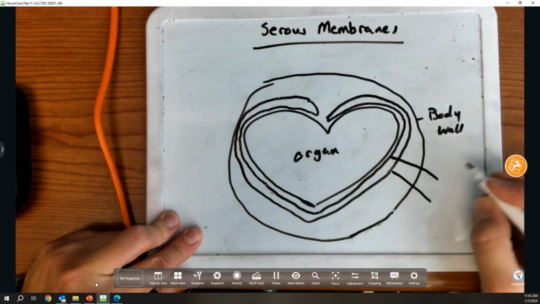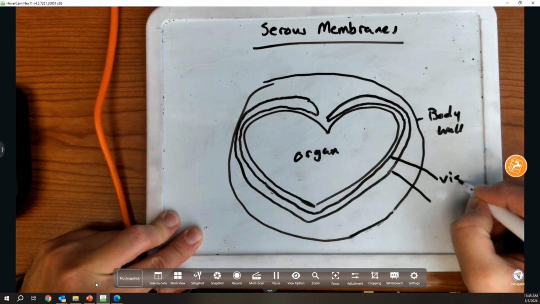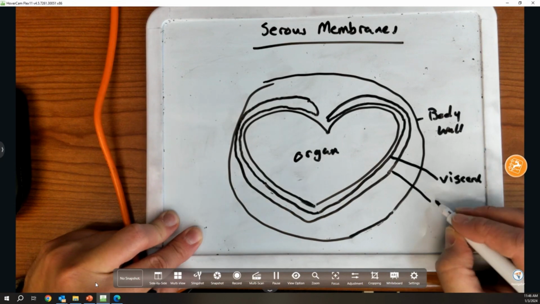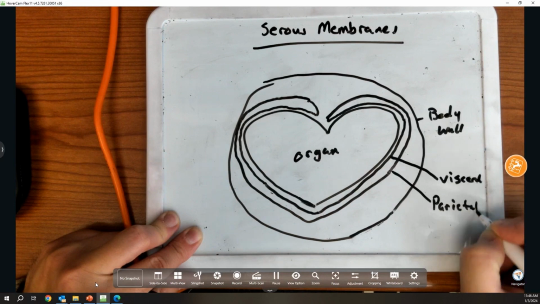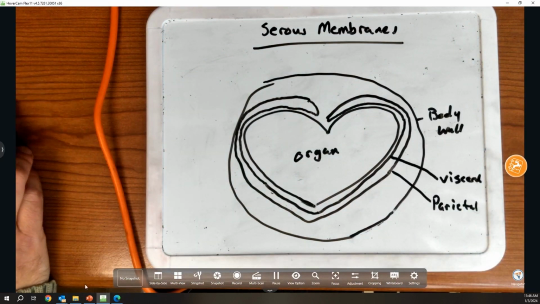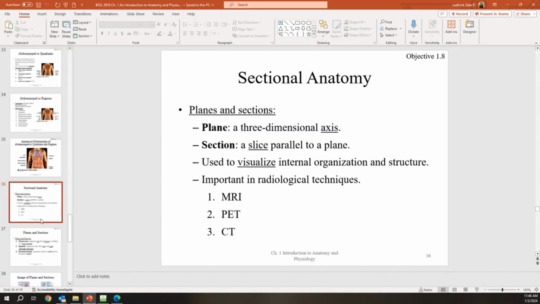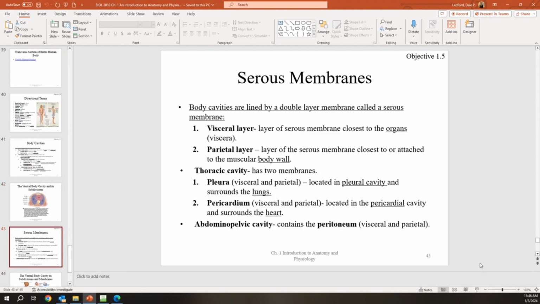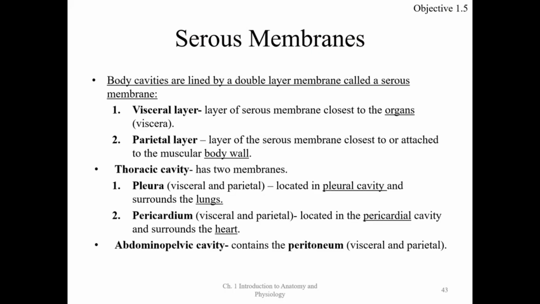Now they have two layers. The one nearest to the organ is the visceral layer, and the one nearest the body wall, or on the body wall, is called the parietal layer, okay? The visceral layer of the serous membrane is closest to the organs, the viscera. The parietal layer is always closest to or attached to the muscular body wall.